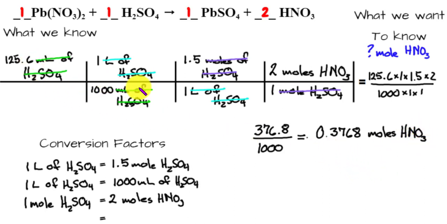Once again, there are 4 sig figs here, but I was also given this number, 1.5, which has 2 sig figs. So my answer is going to have 2 sig figs. If that's the case, the 0 is not significant. The 3 is significant. The 7 is significant. The 6 is not significant, but it's important because it's going to round this up to 0.38 moles HNO3.